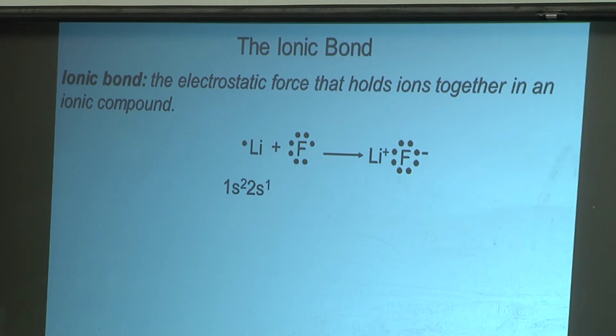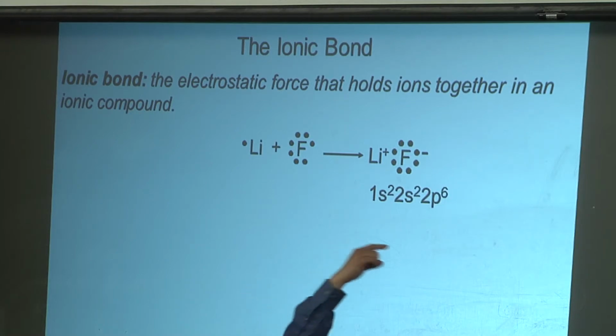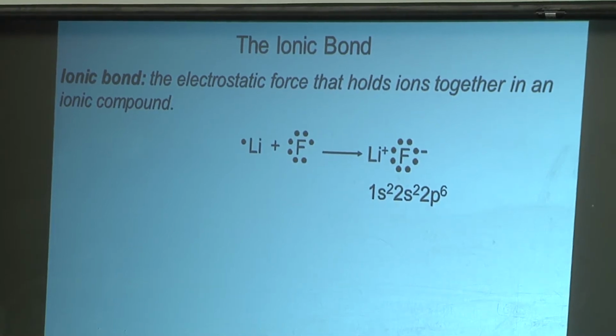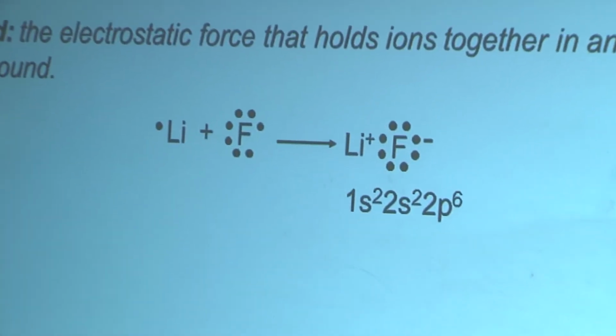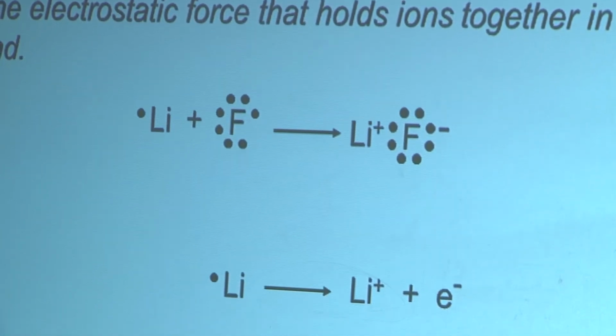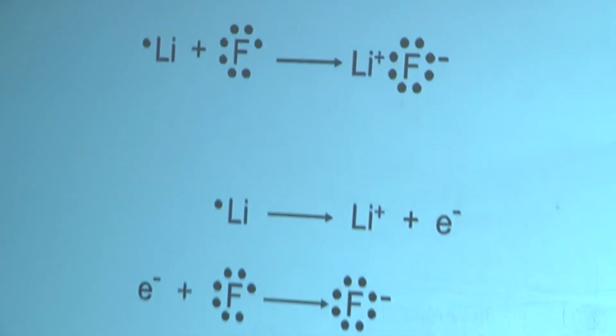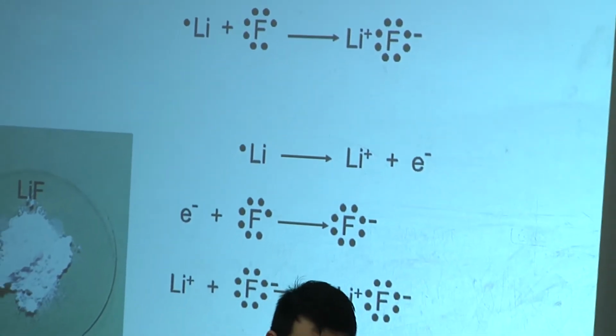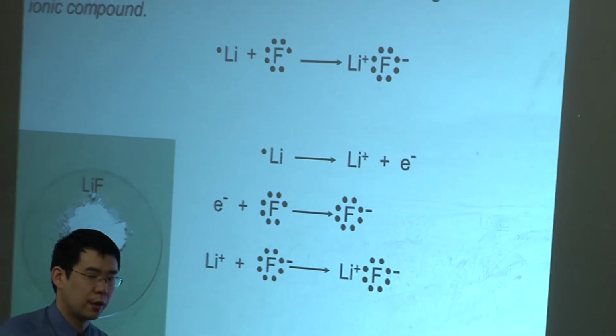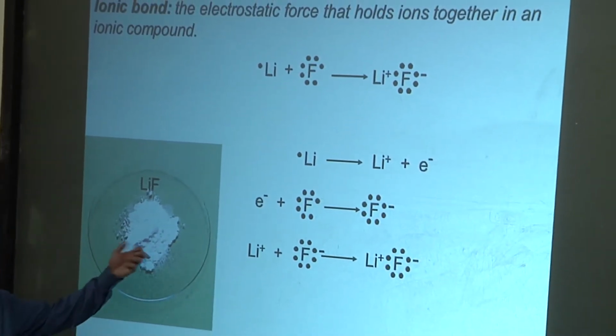Right, and so you have your lithium 1s2 2s1, and fluorine 1s2 2s2 2p5. And then now your fluoride is 1s2 2s2 2p6. Your lithium ion is just 1s2, right, or helium in terms of its electron configuration. So here's the two processes, right? Lithium loses an electron, fluorine gains an electron, and they come together to form lithium fluoride. This is lithium fluoride, right?